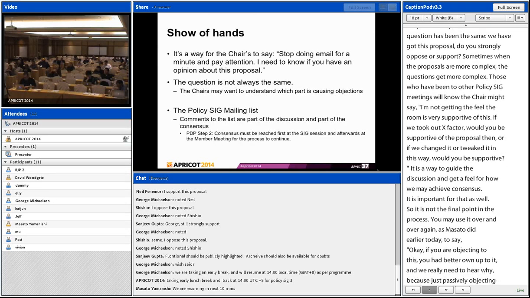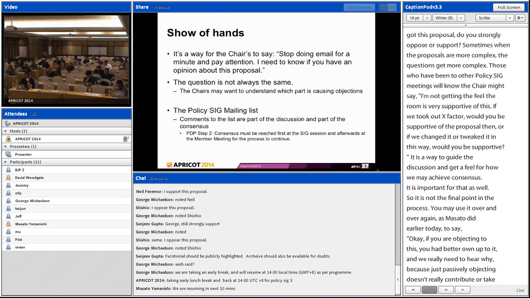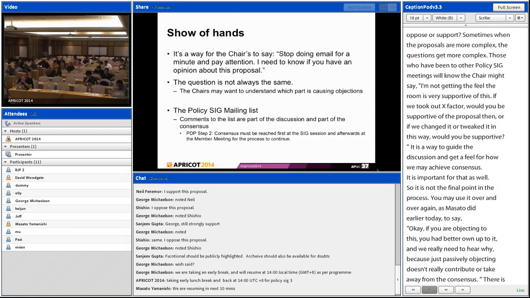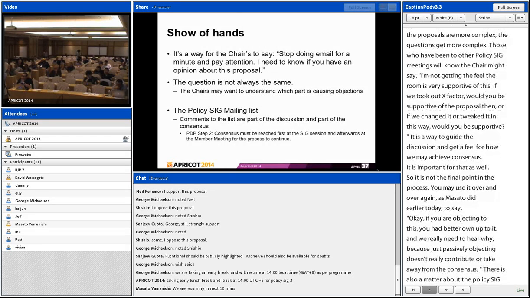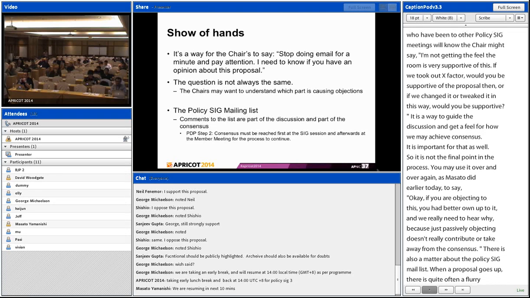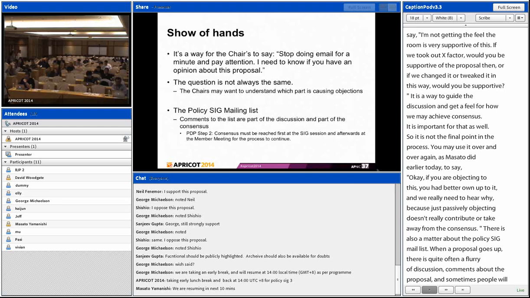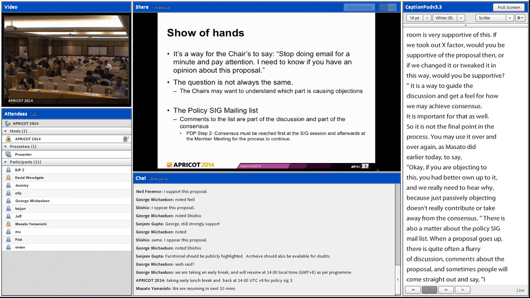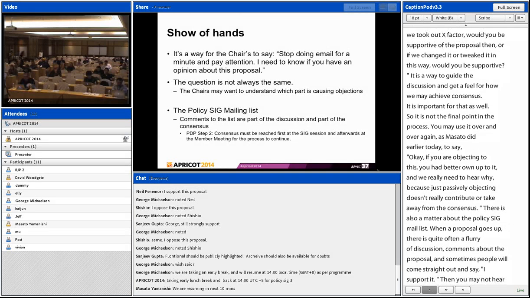There's also a matter about the policy SIG mailing list. When a proposal goes up, there's quite often a flurry of discussion and comments about the proposal, and sometimes people will come straight out and say, I support it. And then you may not hear or see from them again. They may not come to the meeting, so they may not participate because they've expressed their support.